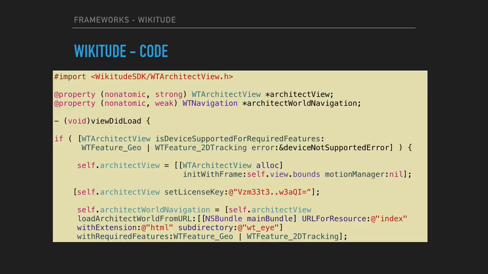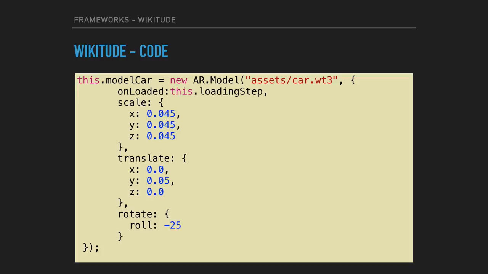So the code is pretty simple. Basically, we set up a view controller, and we set the license key, and we give it the bundle resource that describes the 3D or 2D world that we're going to put on top of our target. That bundle has some JavaScript and HTML describing what we've got. So it's loading up a 3D model there and doing the scaling and translation, stuff like that. So it's all pretty simple.